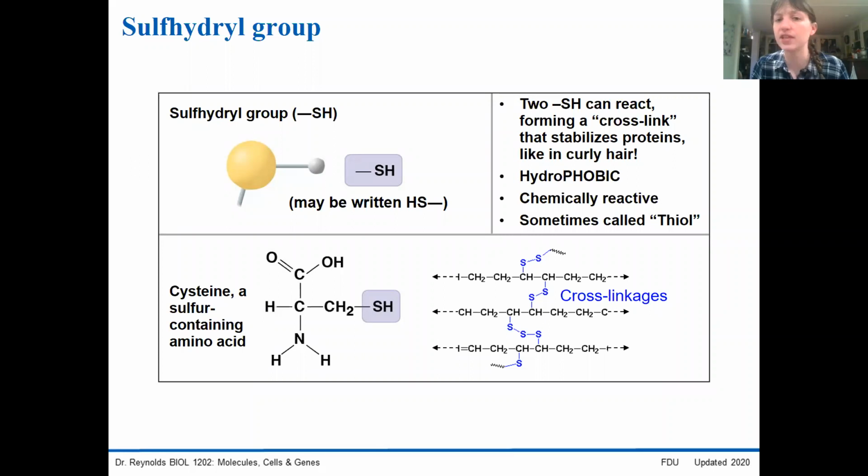An example of this would be the fact that the reason why some people have curly hair is because they form these sulfhydryl cross-linkings in the proteins that are found in their hair.